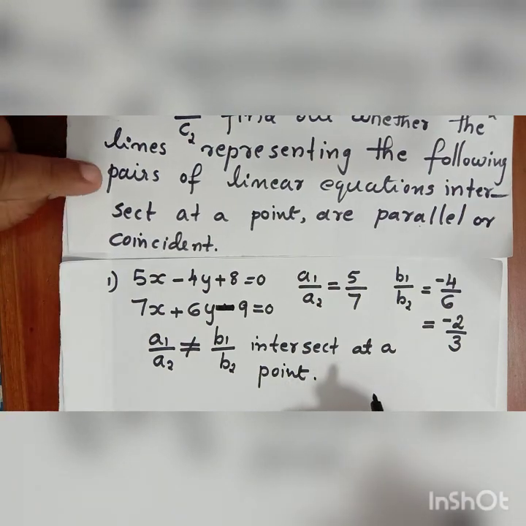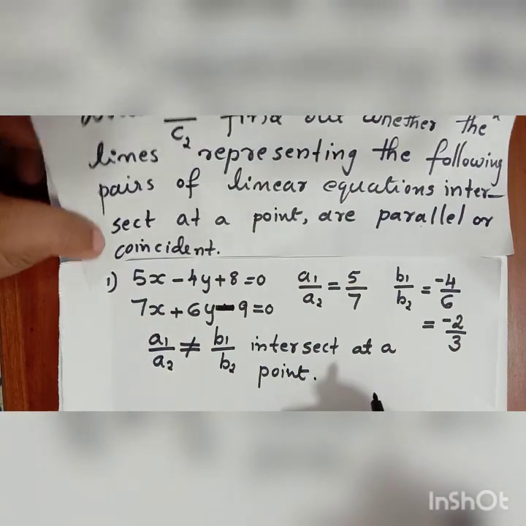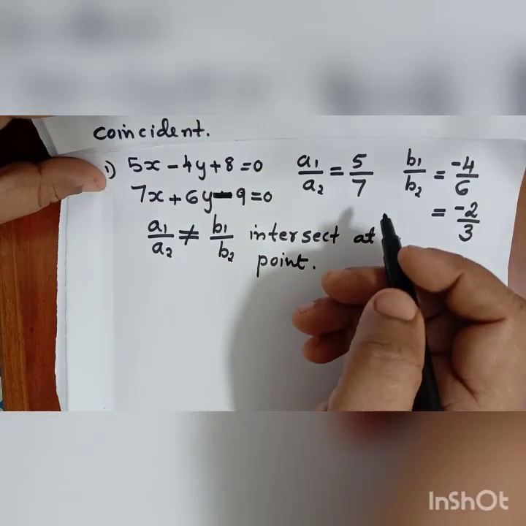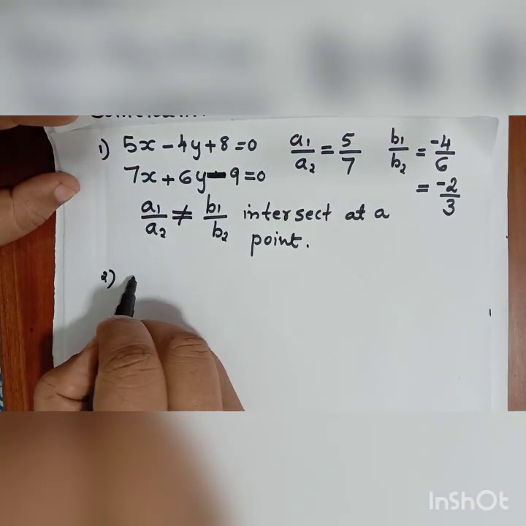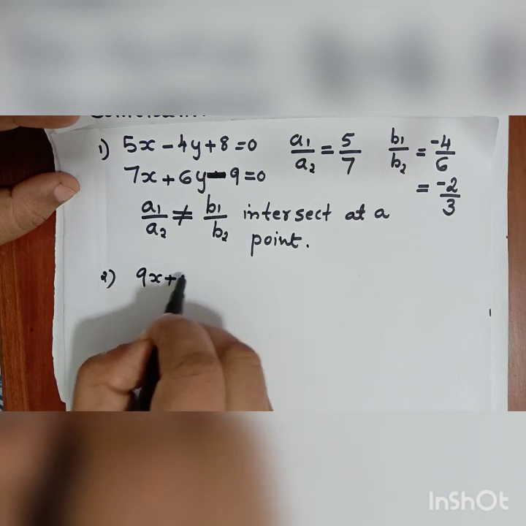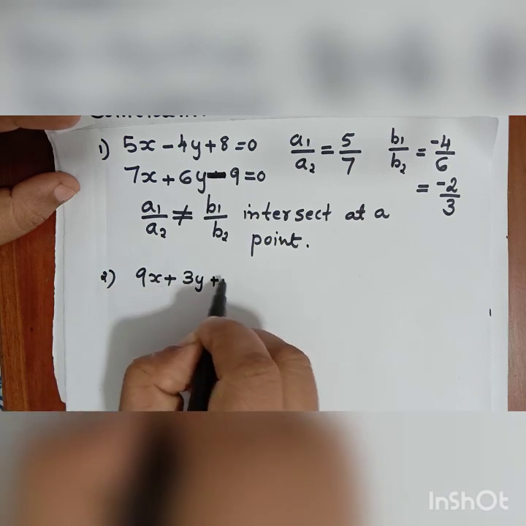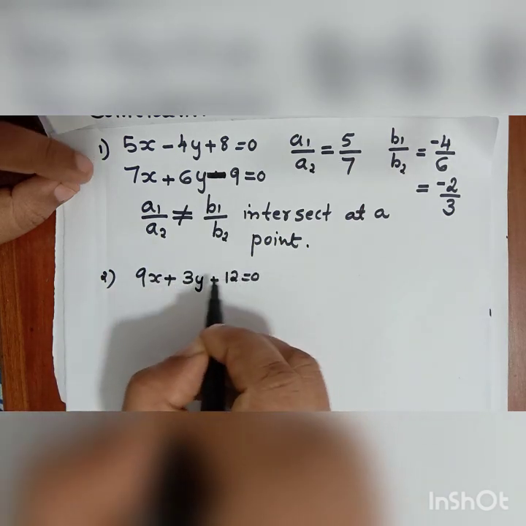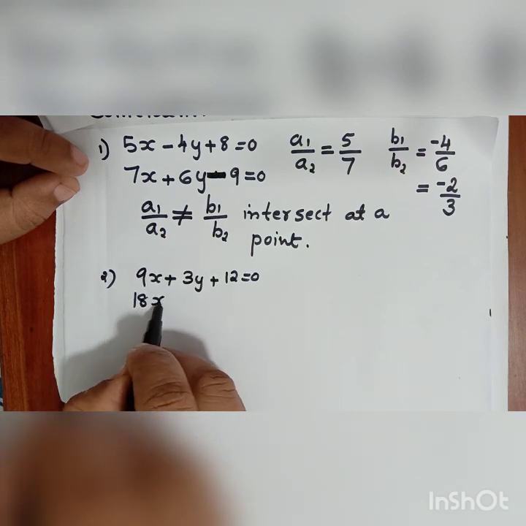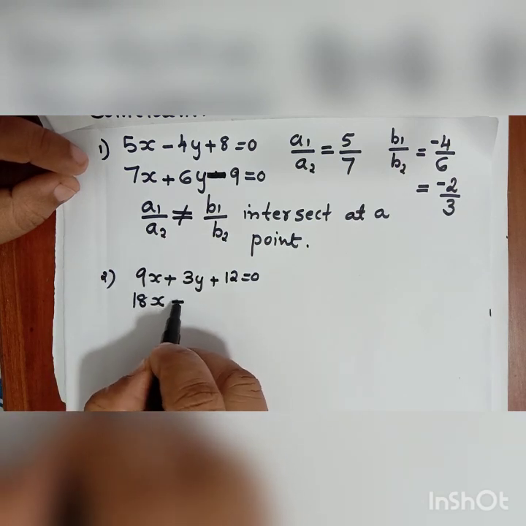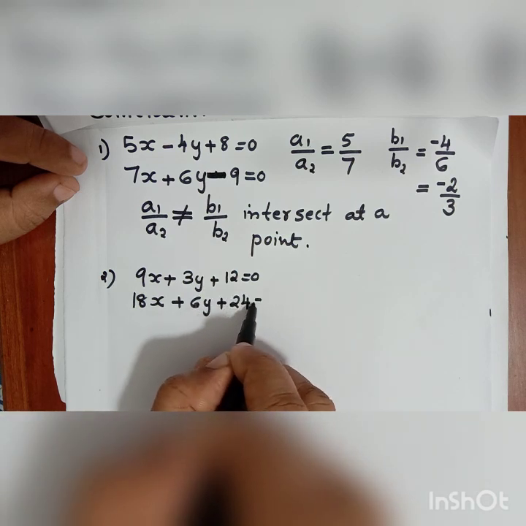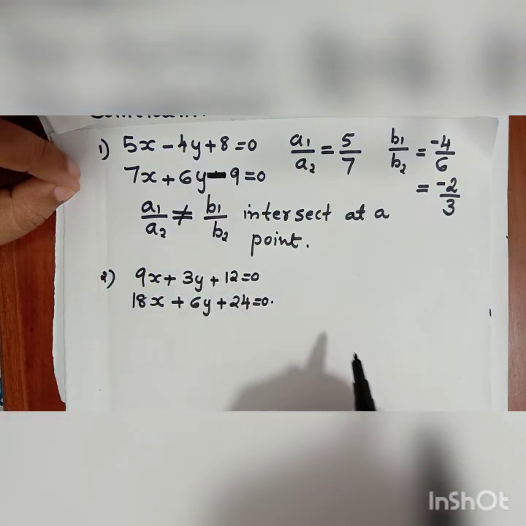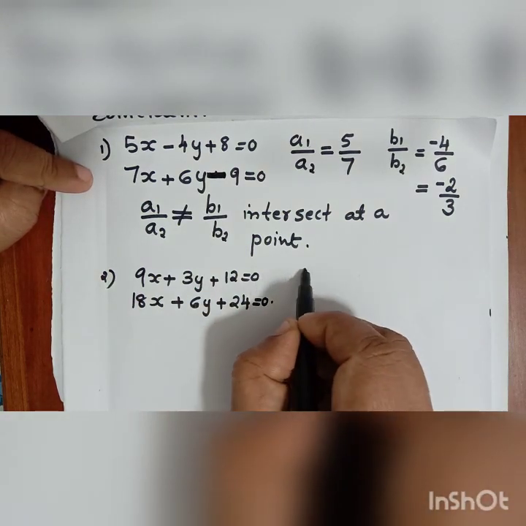Now let us move on to the second set of questions. That is, we can also copy down. Second set is 9x plus 3y plus 12 equal to 0, and 18x plus 6y plus 24 equal to 0. Here also we are going to compare, children.